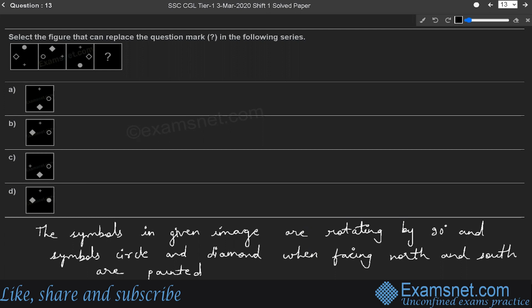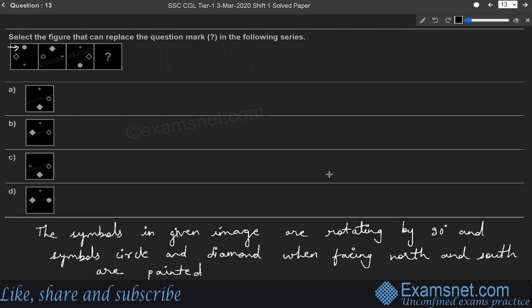Okay, so the pattern is that all the symbols in the given image are rotating by 90 degrees, and 2 symbols, circle and diamond, when they face north and south, then they are painted. Okay, so let us understand this also. In the first image, you can see that the circle is facing north. That is why it is painted.